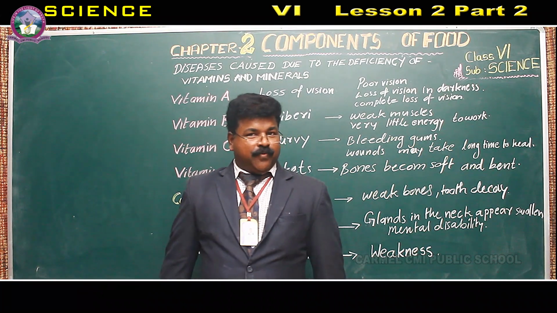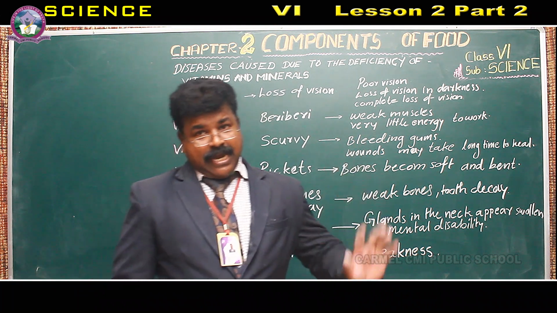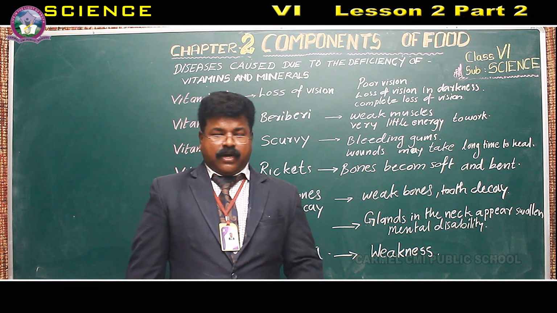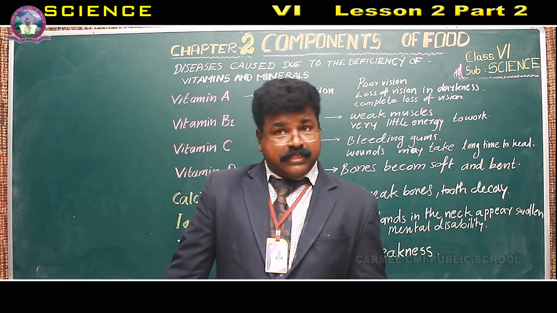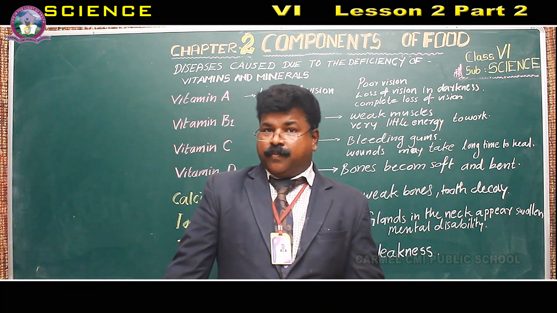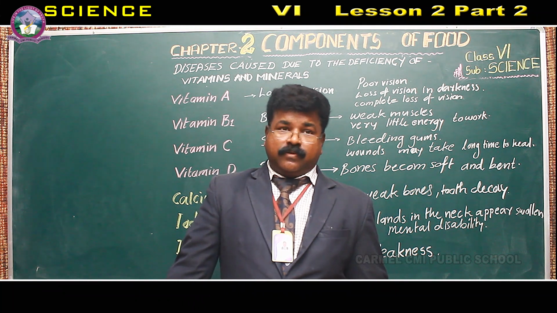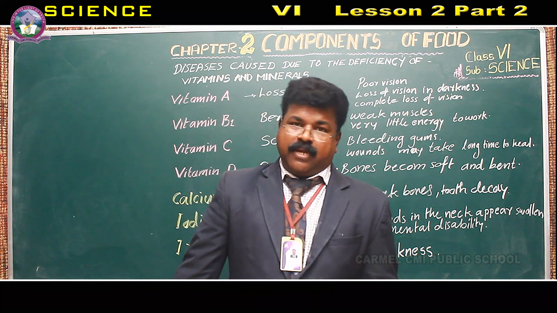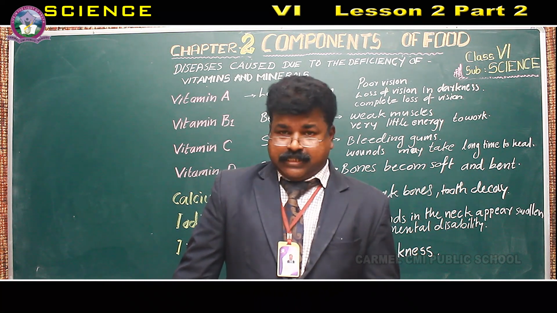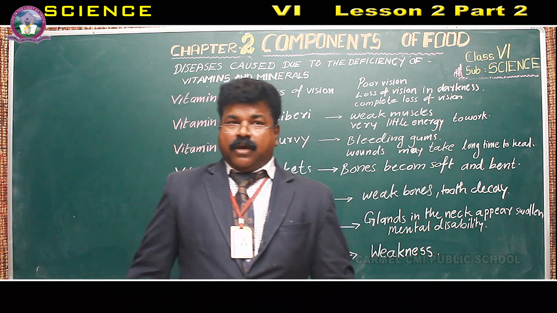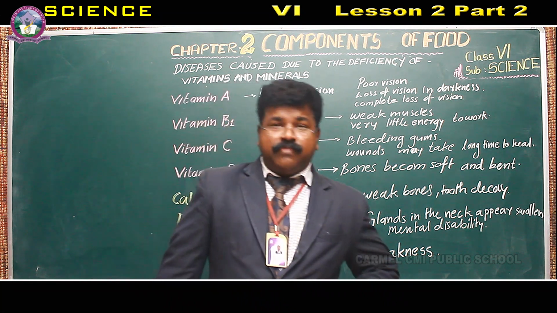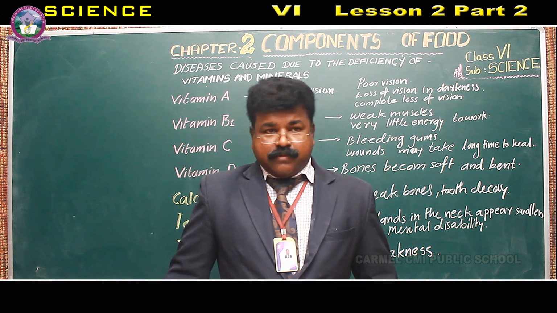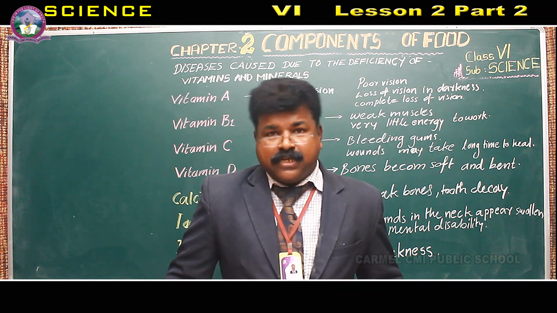Okay children, up to now we have discussed balanced diet and deficiency diseases. We have also discussed what will happen if protein is deficient in our diet, and if proteins and carbohydrates together are deficient in our diet. That's all we have discussed. Now let us see what deficiency diseases occur in our body in the absence of sufficient amounts of vitamins and minerals.